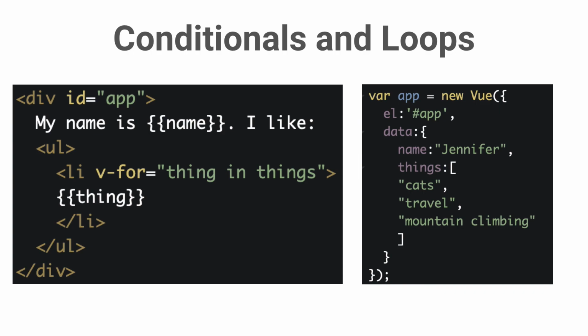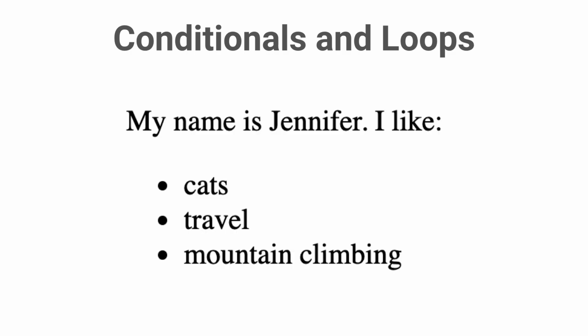If you look at the data model, I have an array called things. This is an array of strings. This contains the items that I like. Here is what's displayed to the user. The v-for directive created a bulleted list of items that I like.